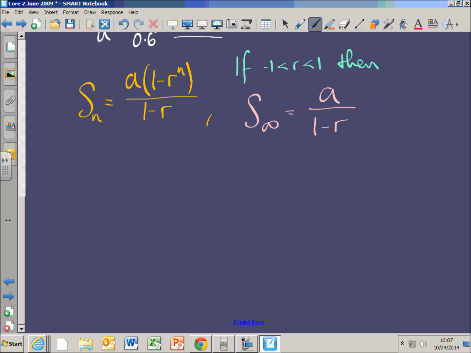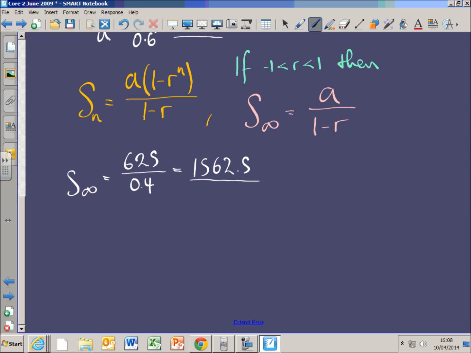Okay, so the first question is, can you find the sum to infinity? Well, the sum to infinity of this sequence is going to be a, which we got to be 625, divided by 1 minus r, and 1 minus r is 1 minus 0.6, so that's 0.4. So what do I get for that? What's the sum to infinity? 1562.5. Who managed to do that?